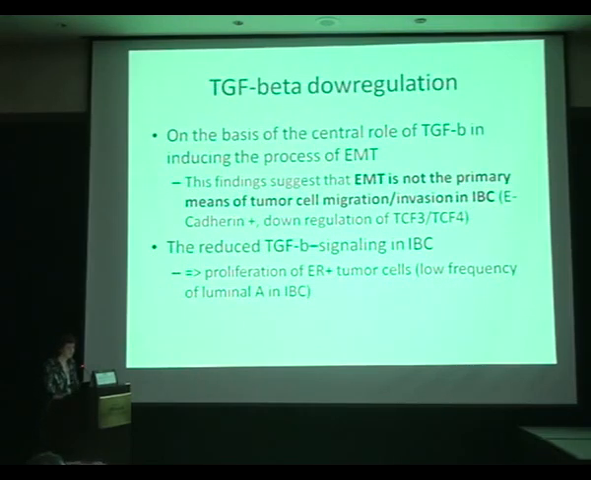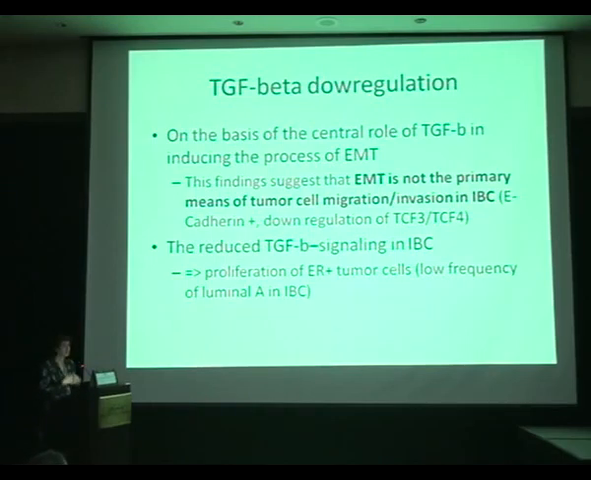So, what is the explanation? TGF-beta has a central role in the process of EMT, the epithelial-mesenchymal transition. It's very important for the understanding of the carcinogenesis of inflammatory breast cancer. Because here, with these results, we can assume that EMT is not the primary means of tumor cell migration and invasion in inflammatory breast cancer.